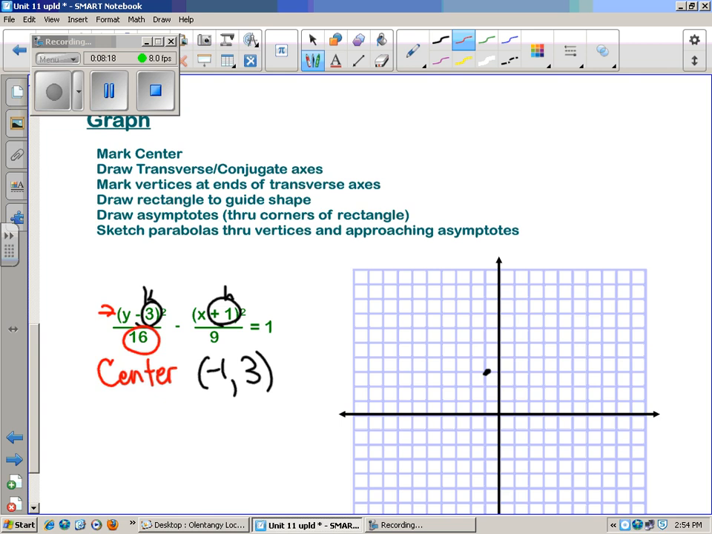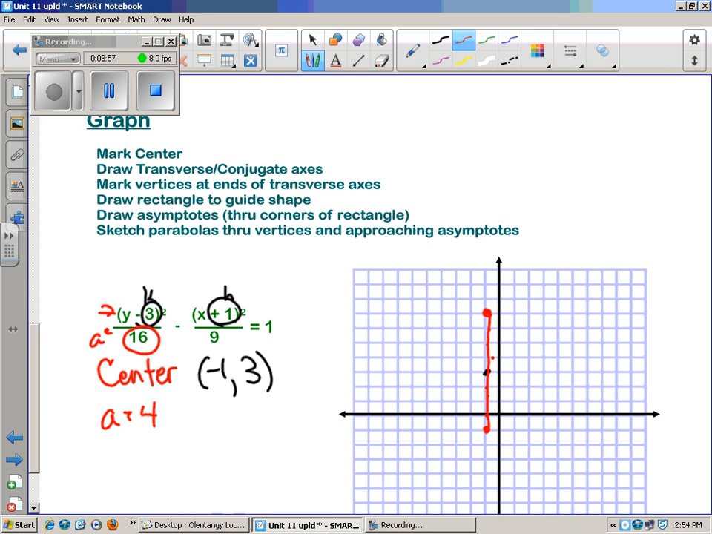So in this case, there's a y above it, so this tells me that a squared is 16, so a is 4. So I'm going to count, just like I did for ellipses, up 4 and down 4, again because the y tells me up and down. So I'm going to count up 4: 1, 2, 3, 4, and down 4: 1, 2, 3, 4. Okay, so the distance from here down to there is my transverse axis.